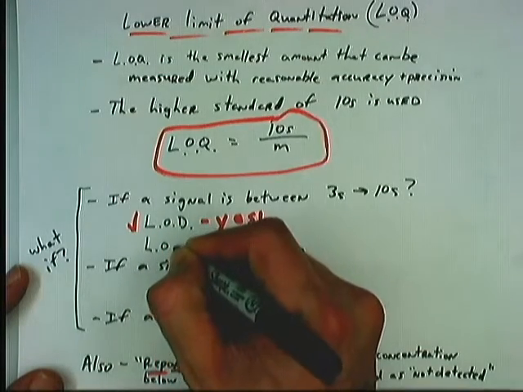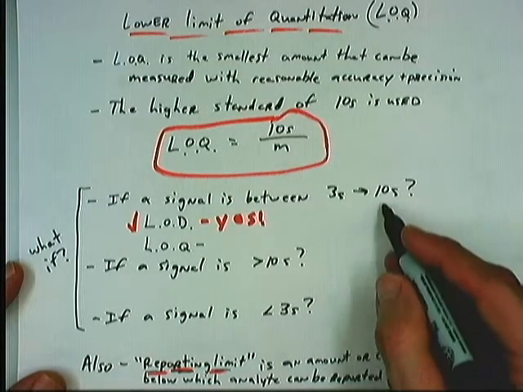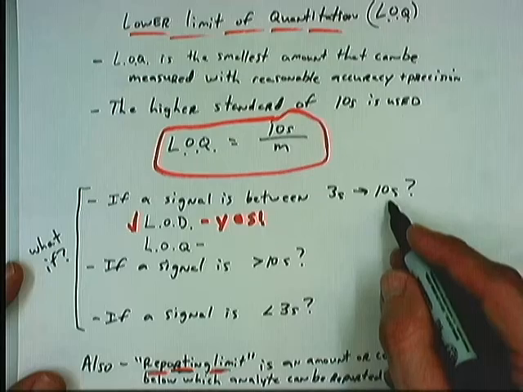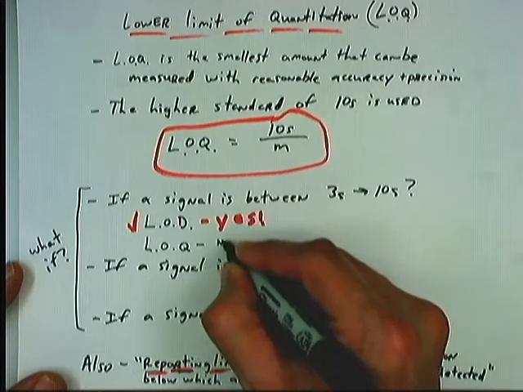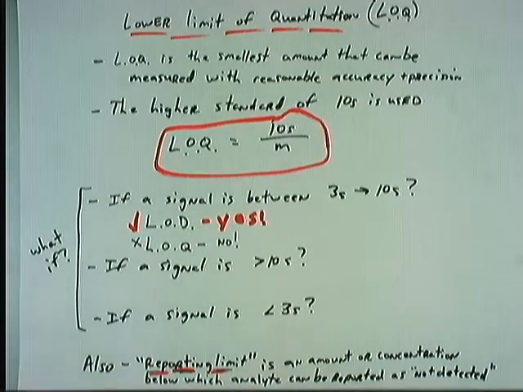Have I achieved the quantitation limit, however? Well, if I'm between 3 and 10, that means I'm less than 10. So I have not achieved the quantitation limit, which means that the analyte has been detected, its presence has been detected, but it's at such a low concentration that I cannot reliably quantify the analyte's concentration with the results that I've got. Okay?